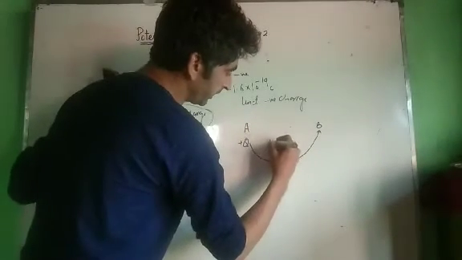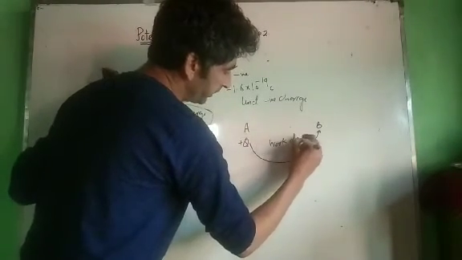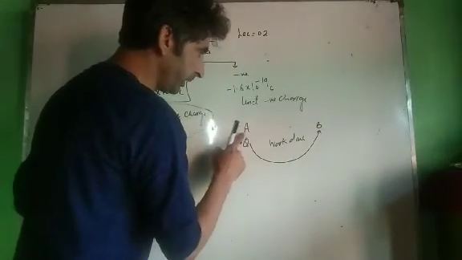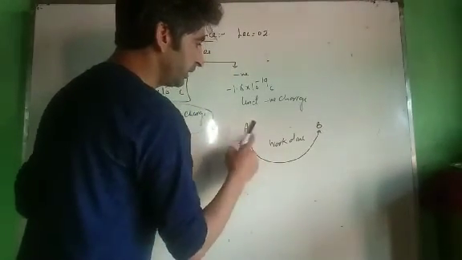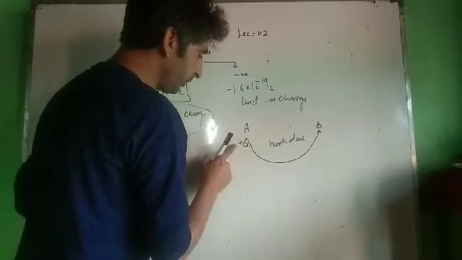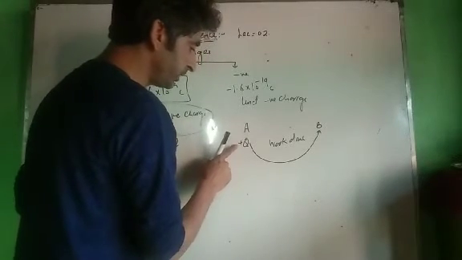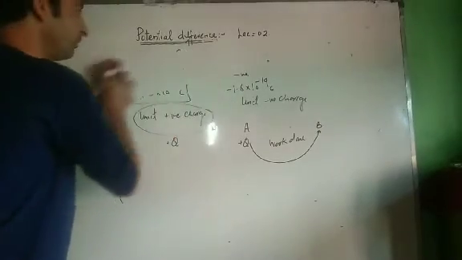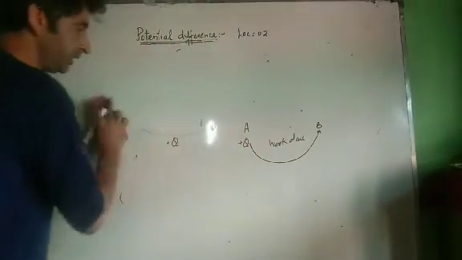The amount of work done that is required to move a unit positive charge from point A to point B, that is called a potential difference. Now how can we define potential difference?